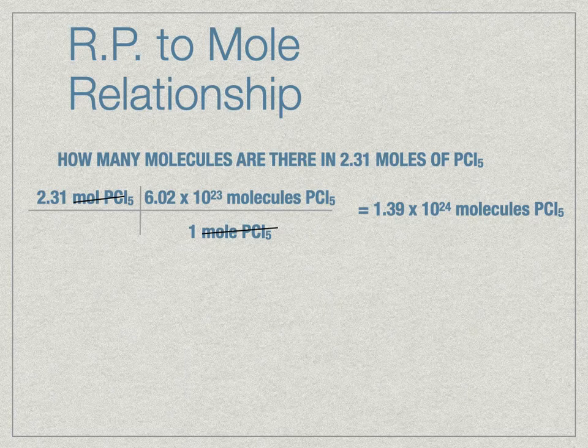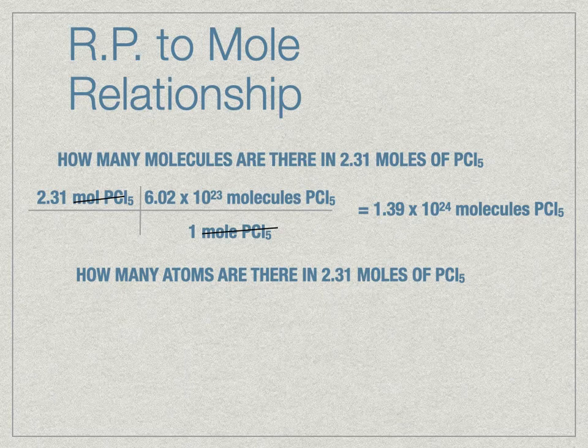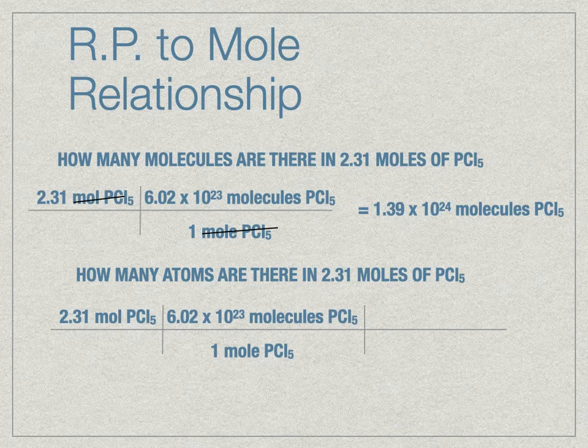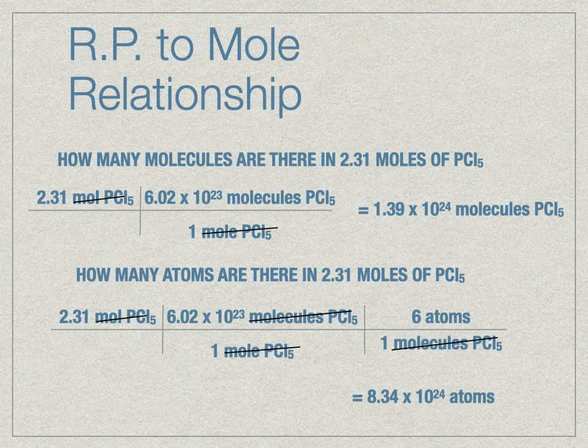Now what if I asked you how many atoms were in 2.31 moles of PCl5? Well, first I need to know how many molecules I have. So we're going to set up the same game board, the same conversion that we just did, but now we need another step. How many atoms are there per molecule? So you have 5 chlorines and 1 phosphorus, so that's going to be 6 atoms per molecule of PCl5. And now your molecules here are going to cancel. So you're going to multiply across the top, 2.31 times 6.02 times 10 to the 23rd times 6. And that's going to get you 8.34 times 10 to the 24th atoms.